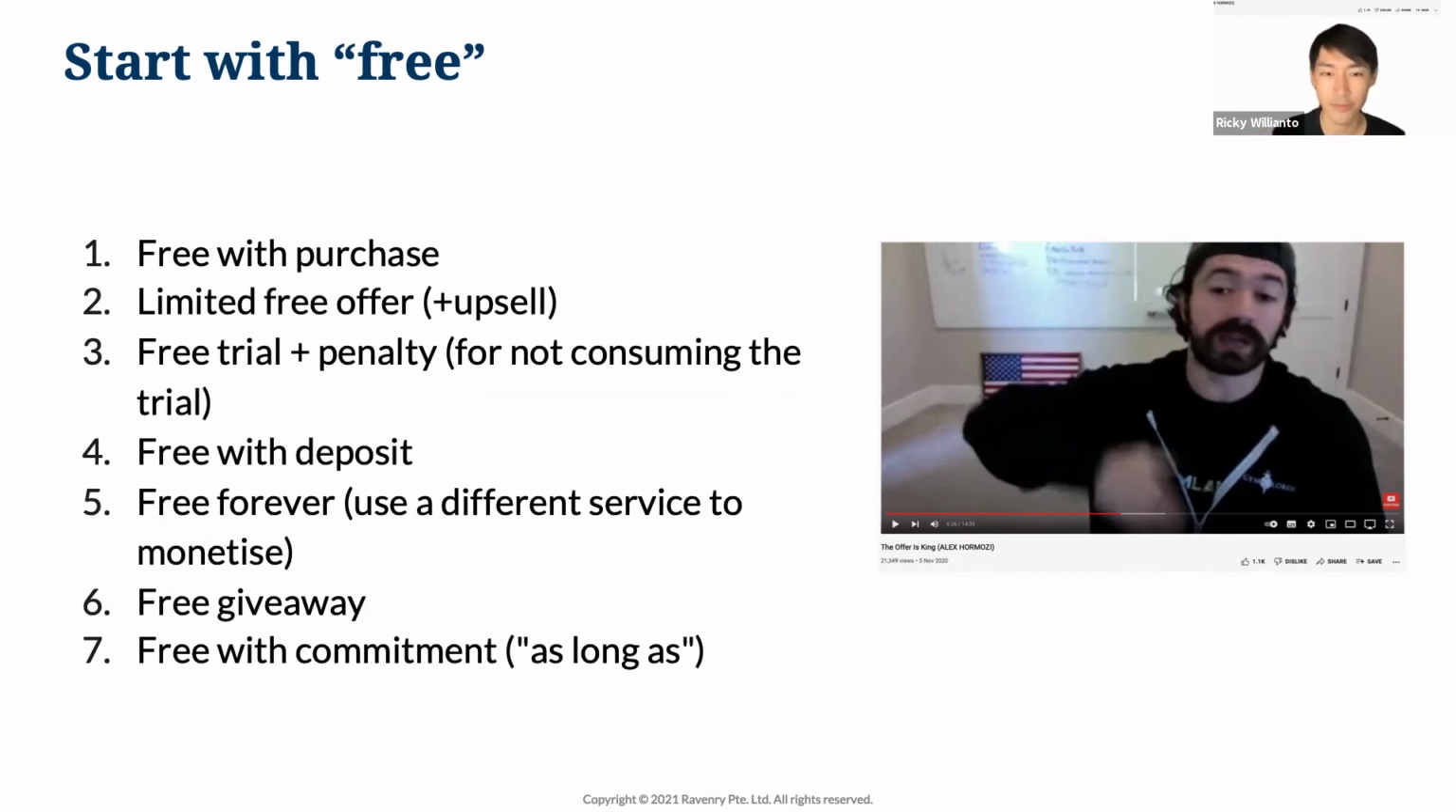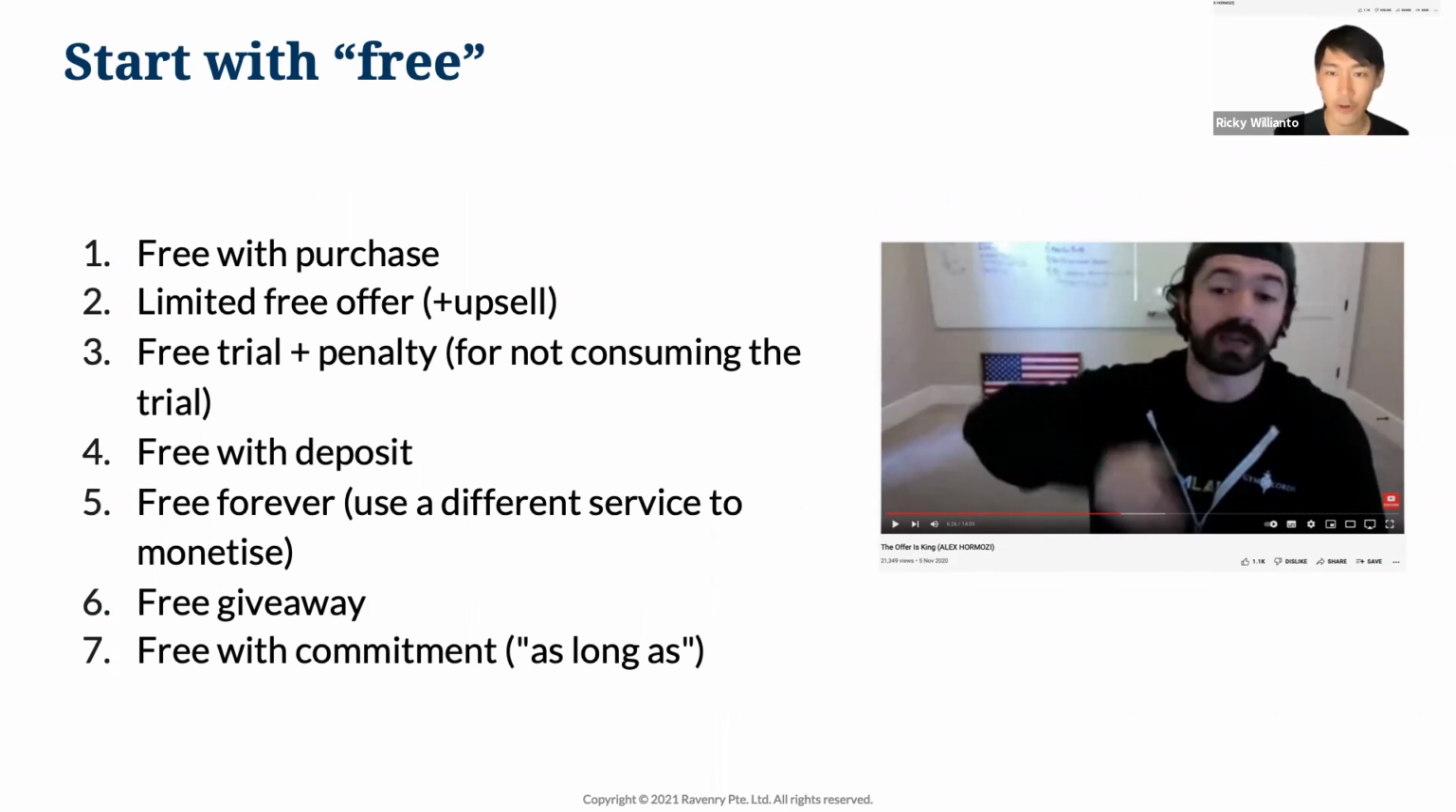Next one is very similar, free with deposit. So again, you get people to commit to you, but you get them to pay you upfront. Let's say they pay $3,000 for whatever you're offering, and in return they have to complete your program. If they don't complete your program, the $3,000 you keep. If they complete it, it's free for them. So a bit risky, so you have to design this very carefully. But it's very attractive for a lot of people. It's very hard to say no. So again, something that you can think about.